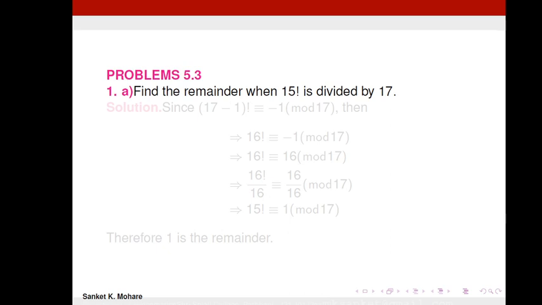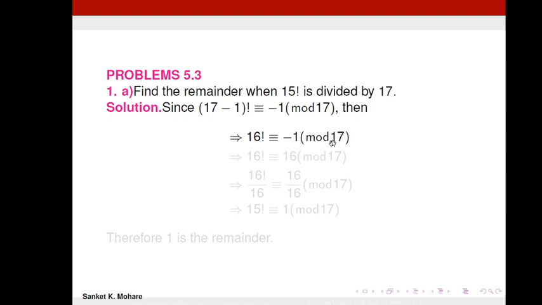Now from problem set 5.3, let's have an example. Find the remainder when 15 factorial is divided by 17. Here we have to calculate the remainder when 15 factorial is divided by 17. This is one of the applications of Wilson's theorem. So by Wilson's theorem, here 17 is a prime number, so (p minus 1) factorial is congruent to minus 1 modulo p. So (17 minus 1) factorial is congruent to minus 1 modulo 17. This implies 16 factorial is congruent to minus 1 modulo 17.